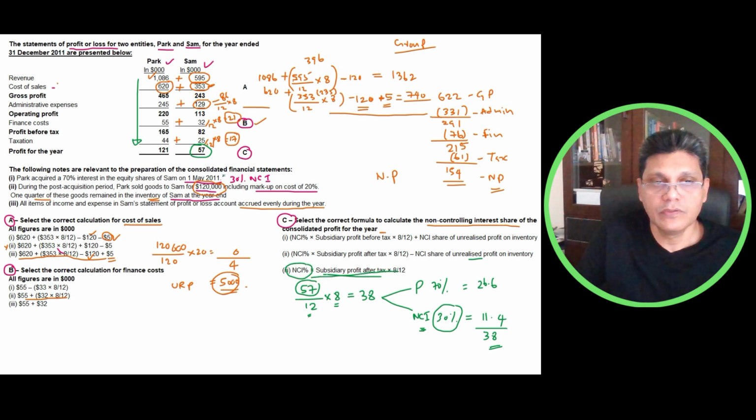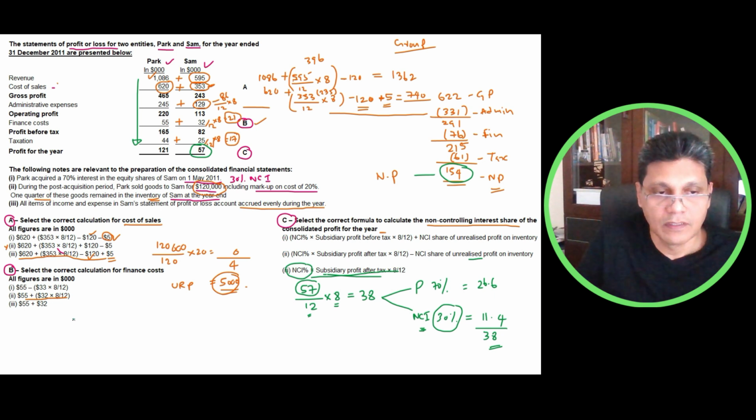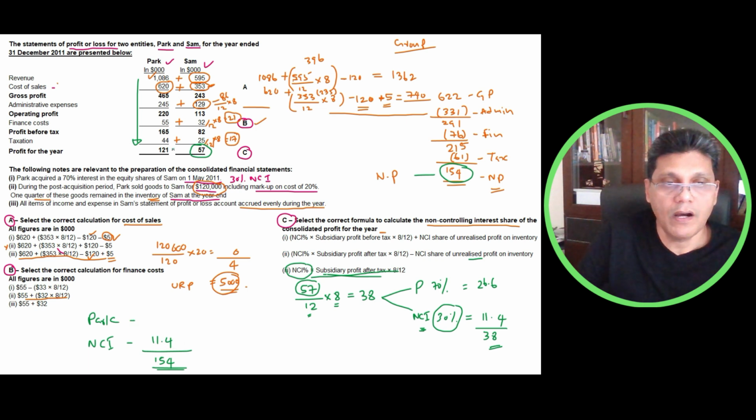Now we'll try to do a reconciliation. Now our net profit is 154, the consolidated net profit. So this part belongs to Park, part belongs to NCI. That total should be 154. So we know the NCI is 11.4. Then how about Park? Park profit is 121. So we take 121 plus the post acquisition profit of 26.6. So that comes to how much?